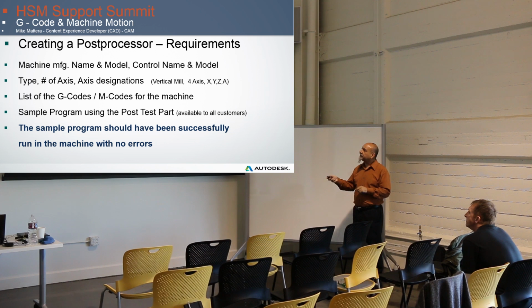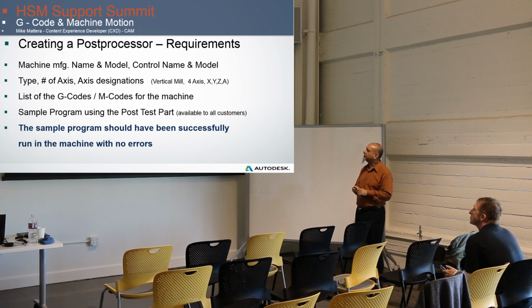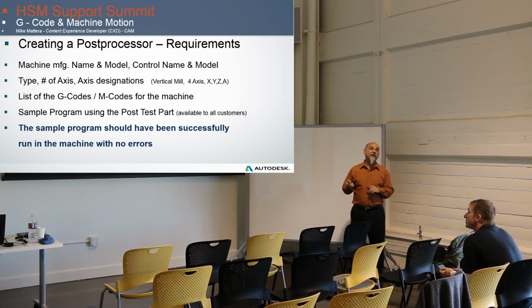We need to know the type of machine, number of axes, and axis designations. So a vertical mill, 4-axis, and it's X, Y, Z, and A. So that narrows down what it is that we're doing this post-processor for. Then we would need a list of the G codes and the M codes for that machine. Normally, in the programming manual that comes with that machine, there will be a single page, or maybe a couple of pages, that will have all the G codes and another one that has all the M codes.